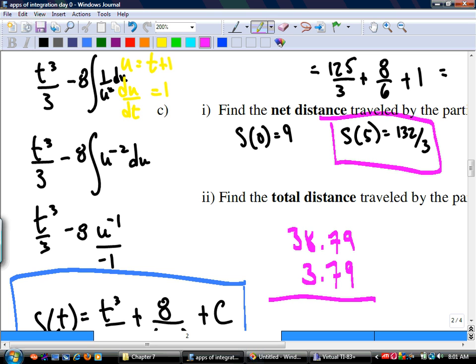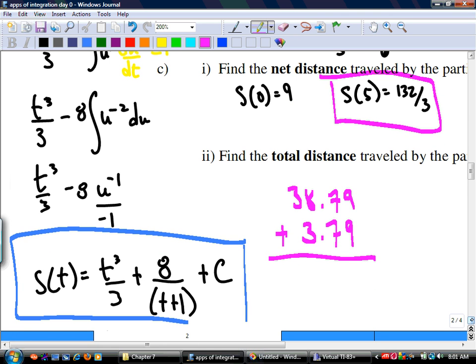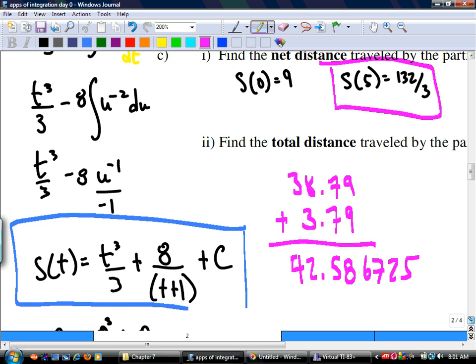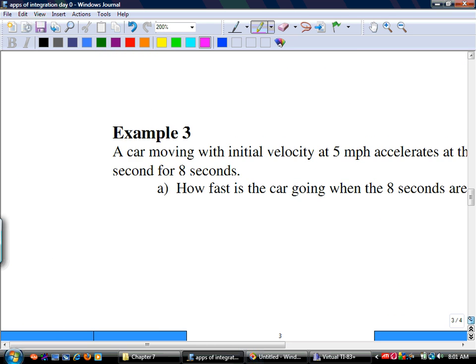Okay. So add those together and what do you get? 42.6725. Okay, keep on going.